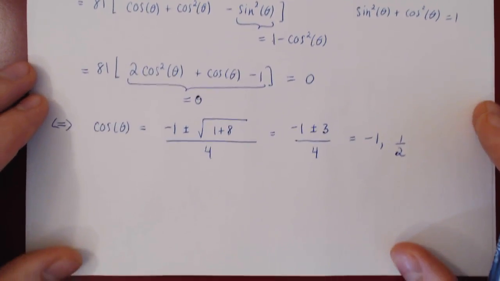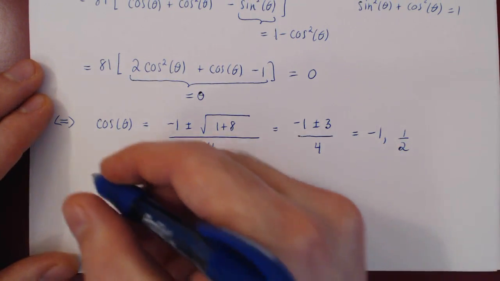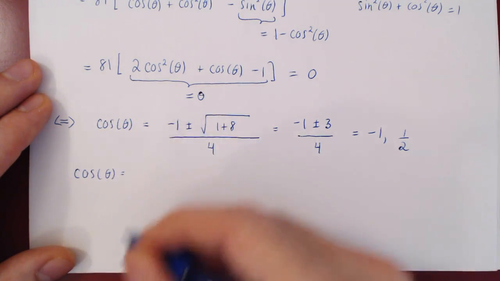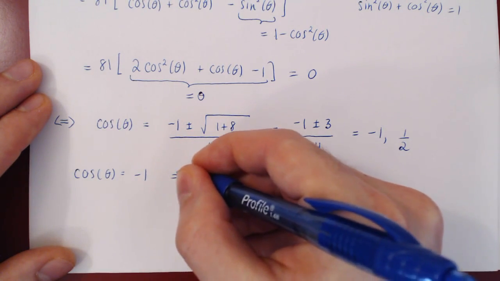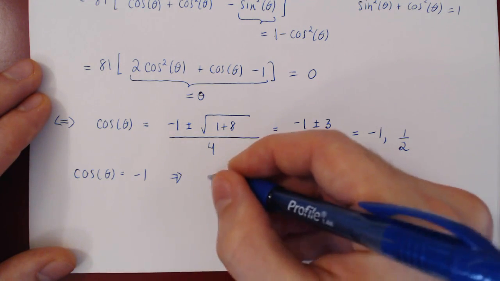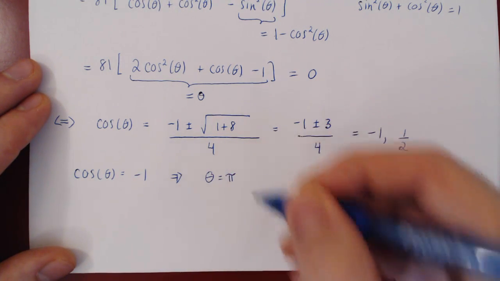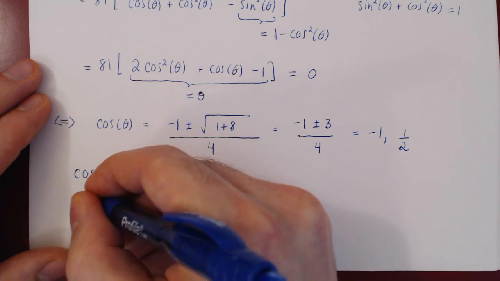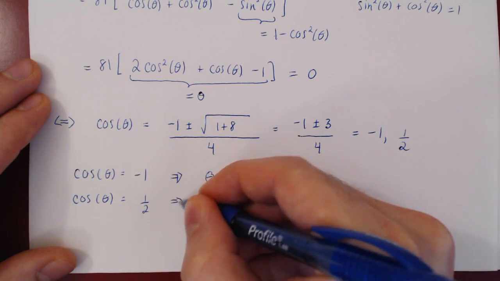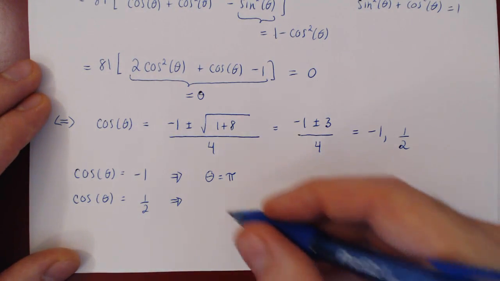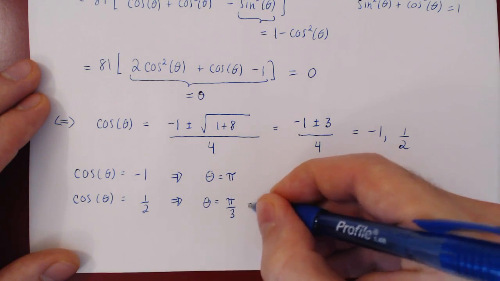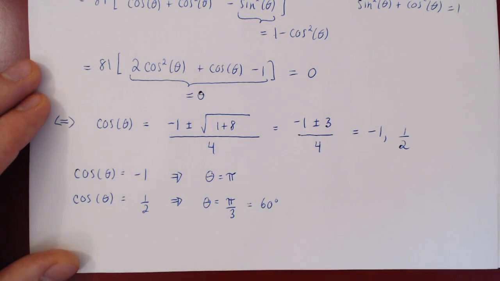And let's see now. If cos of theta, let's look at the first possible value, equals negative 1, well, where is cos of theta negative 1? This is at pi. So theta must be equal to pi. And the other possibility for cosine was 1/2. And if you remember, cosine is 1/2 exactly at pi over 3. That is in radians. If you want in degrees, this is 60 degrees.